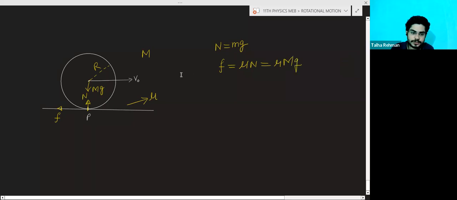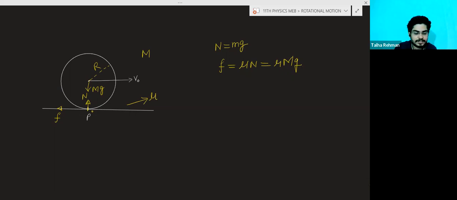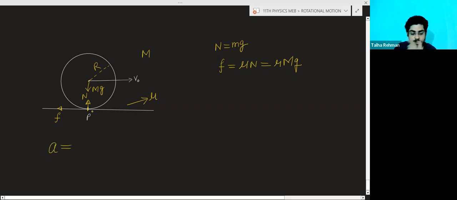So now due to this friction force, there will be a torque, and due to this friction force, we can calculate the acceleration also. Due to this friction force, there will be acceleration. This force is acting in this direction, and this body is having the velocity in this direction, which means there will be negative acceleration.